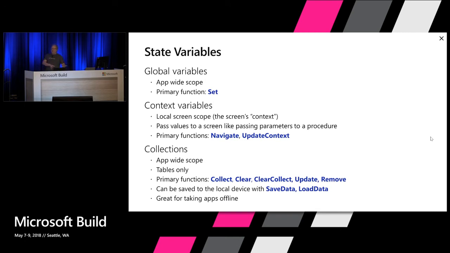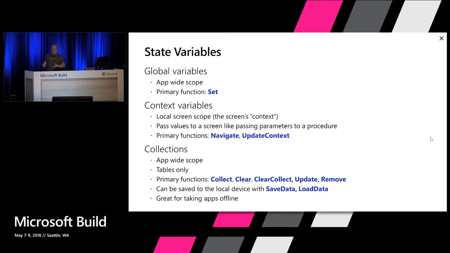For the most part, everything I've shown you so far, and as much as we can, we try to keep the state in the controls. As an author, you shouldn't have to think about managing your own state. But it's inevitable. Sometimes you have to. And when you do, there's three kinds of state that you can interact with. One's global variables. They're the simplest to use. There's a Set function. You set a variable equal to a value. Done. And you can reference that value anywhere in the application. Then there are context variables. These are scoped to a particular screen. And with the Navigate function, they can be used to pass parameters essentially into that screen. So they're useful in that regard.